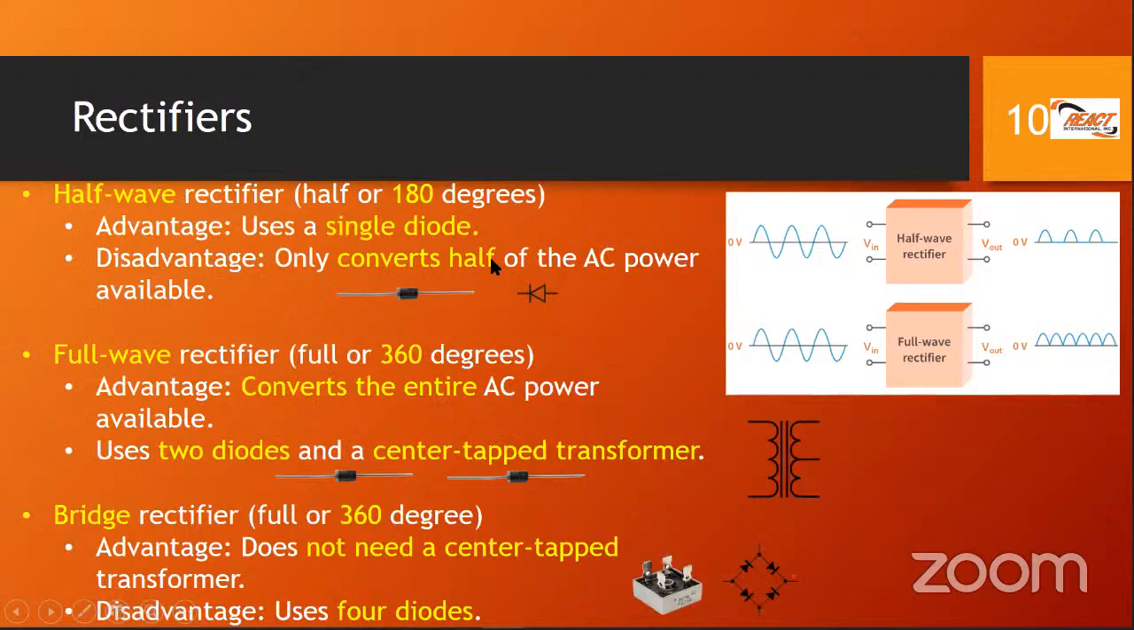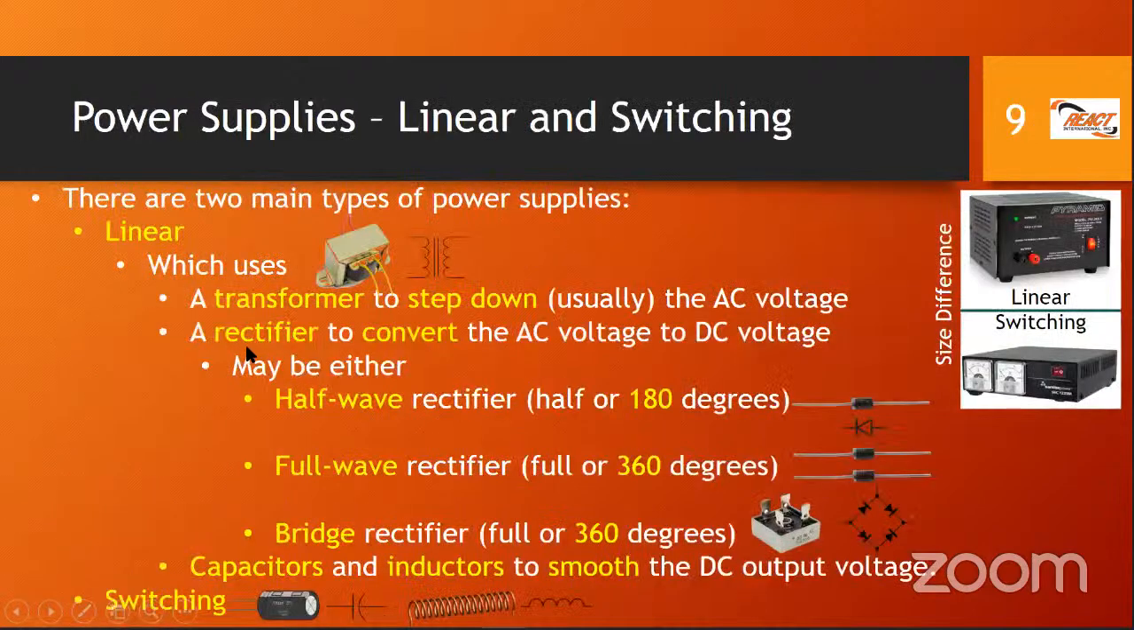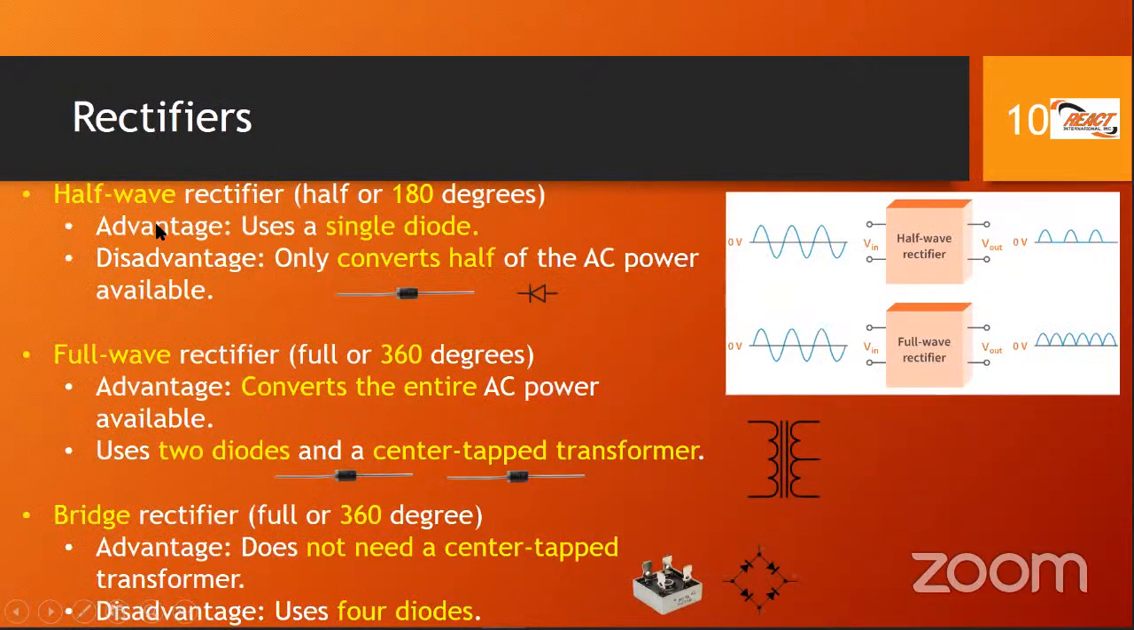We talked about rectifiers in the previous slide. We said that there are rectifiers: half-wave, full-wave, bridge. So we want to go a little more in detail as to what those are, so we'll have an understanding of the differences. We said the rectifiers take the AC and convert it into DC. That's what we said the rectifier is doing, right?